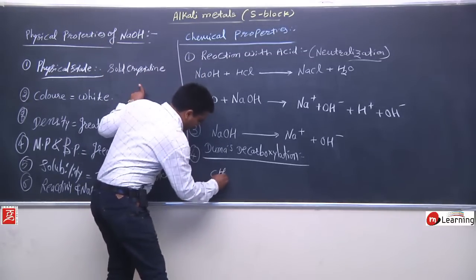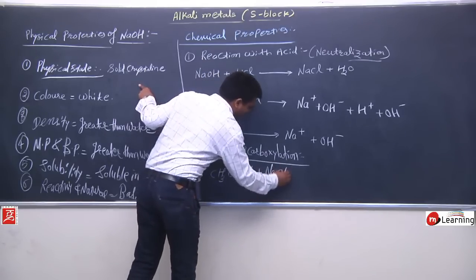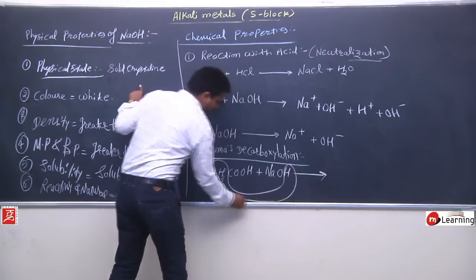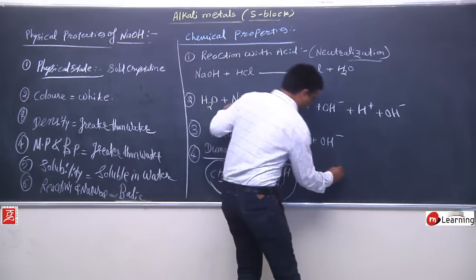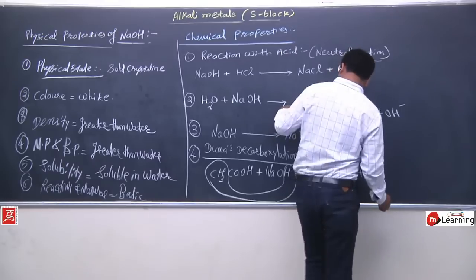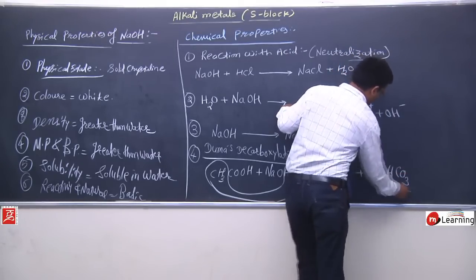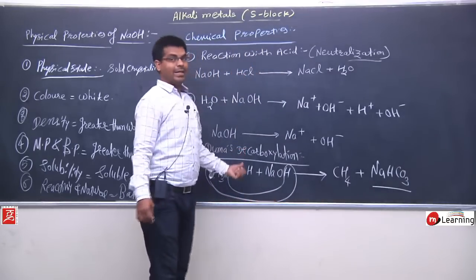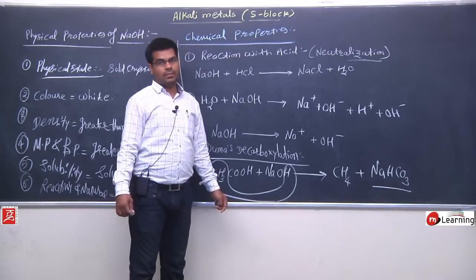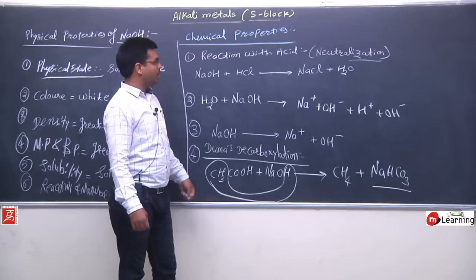Acetic acid, CH3COOH, reacts with sodium hydroxide NaOH, CH3 reacts with hydrogen and forms methane plus sodium bicarbonate NaHCO₃. This is called the Dumas decarboxylation reaction. It is also one important reaction of sodium hydroxide. Sodium hydroxide reacts with acetic acid and forms methane with sodium bicarbonate.